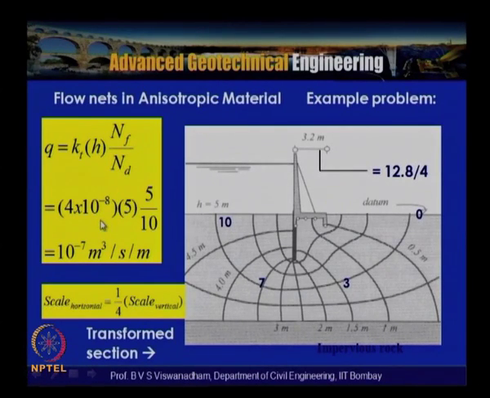So this is how the transformed sections are handled. The important point is that by adopting a vertical or horizontal scale, we convert the anisotropic case into a transformed case, and taking KT, that is the equivalent permeability, better referred to as the transformed permeability, Q is equal to KT into H into NF by ND, and the problem is handled in a similar manner to that of isotropic soils.